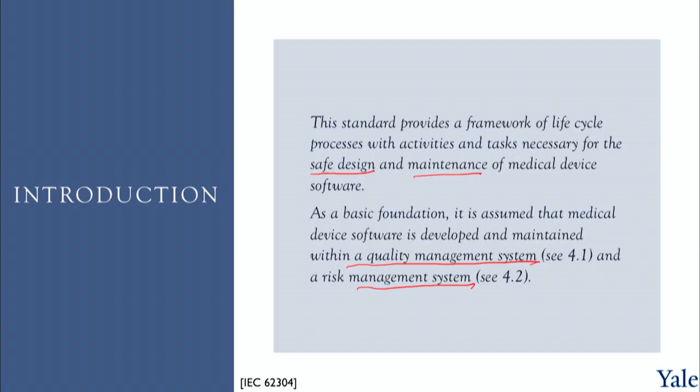4.1 and 4.2 here refer to sections in the document. This is the material we covered in the previous week, and it's worth keeping in mind that everything the standard talks about assumes that you have a quality management system and a risk management system in place.